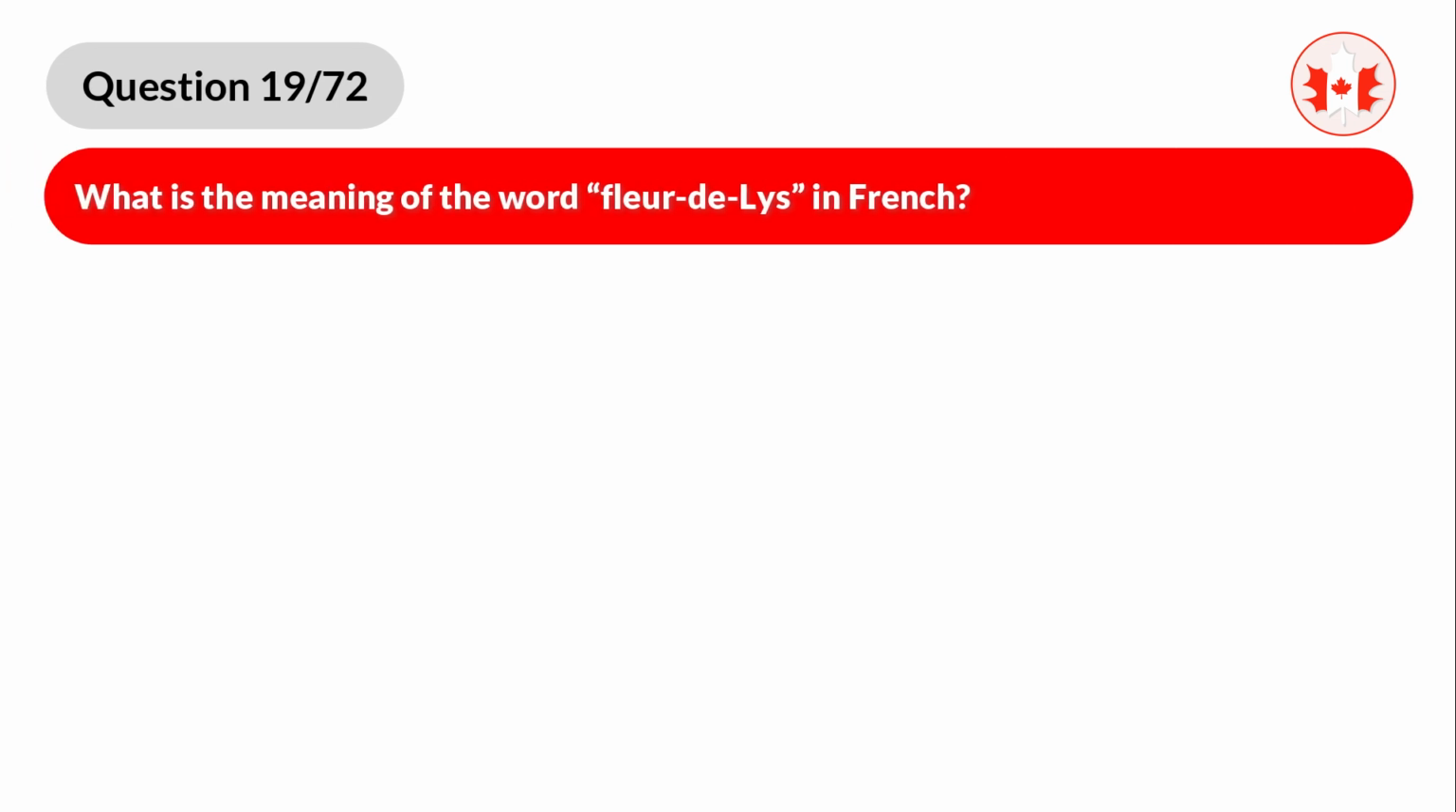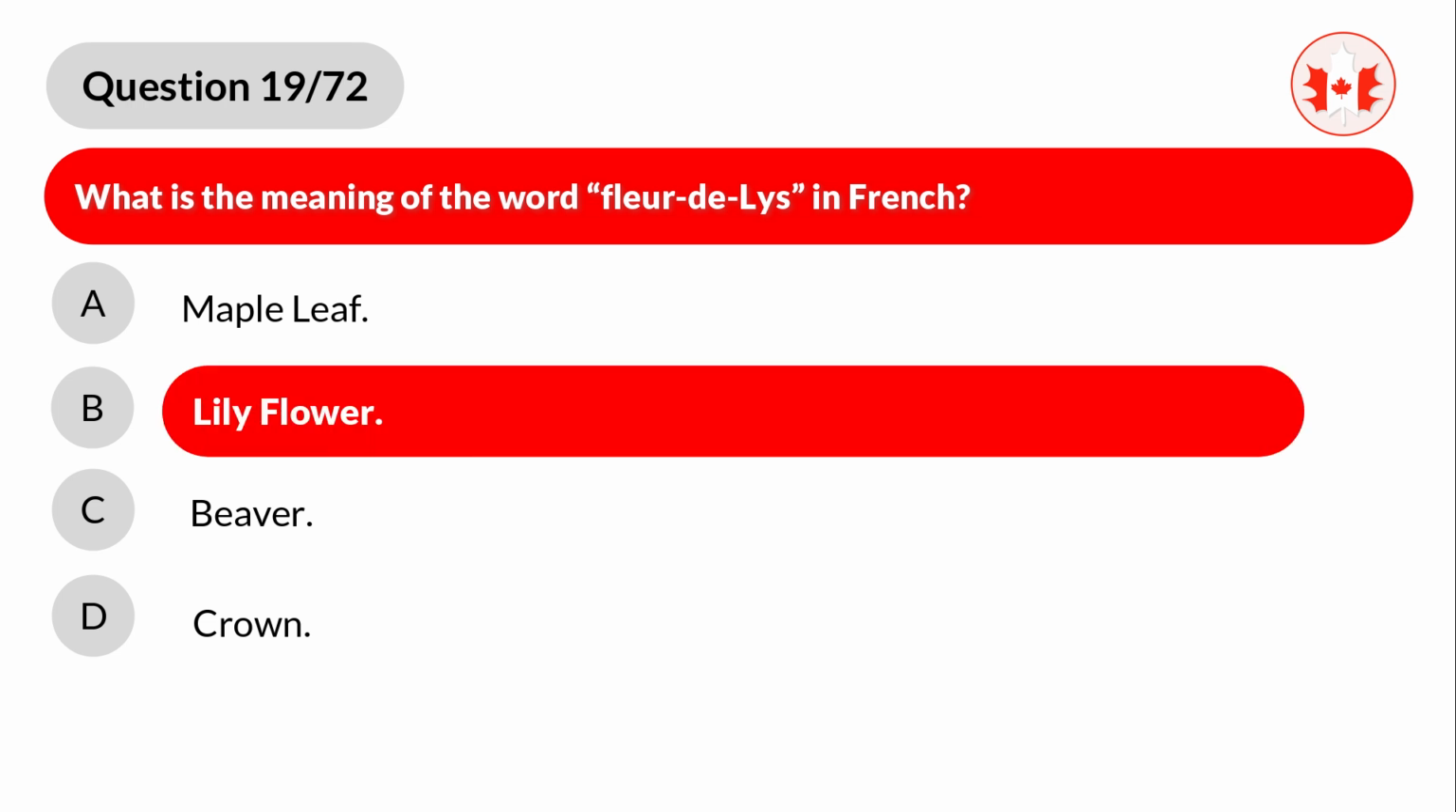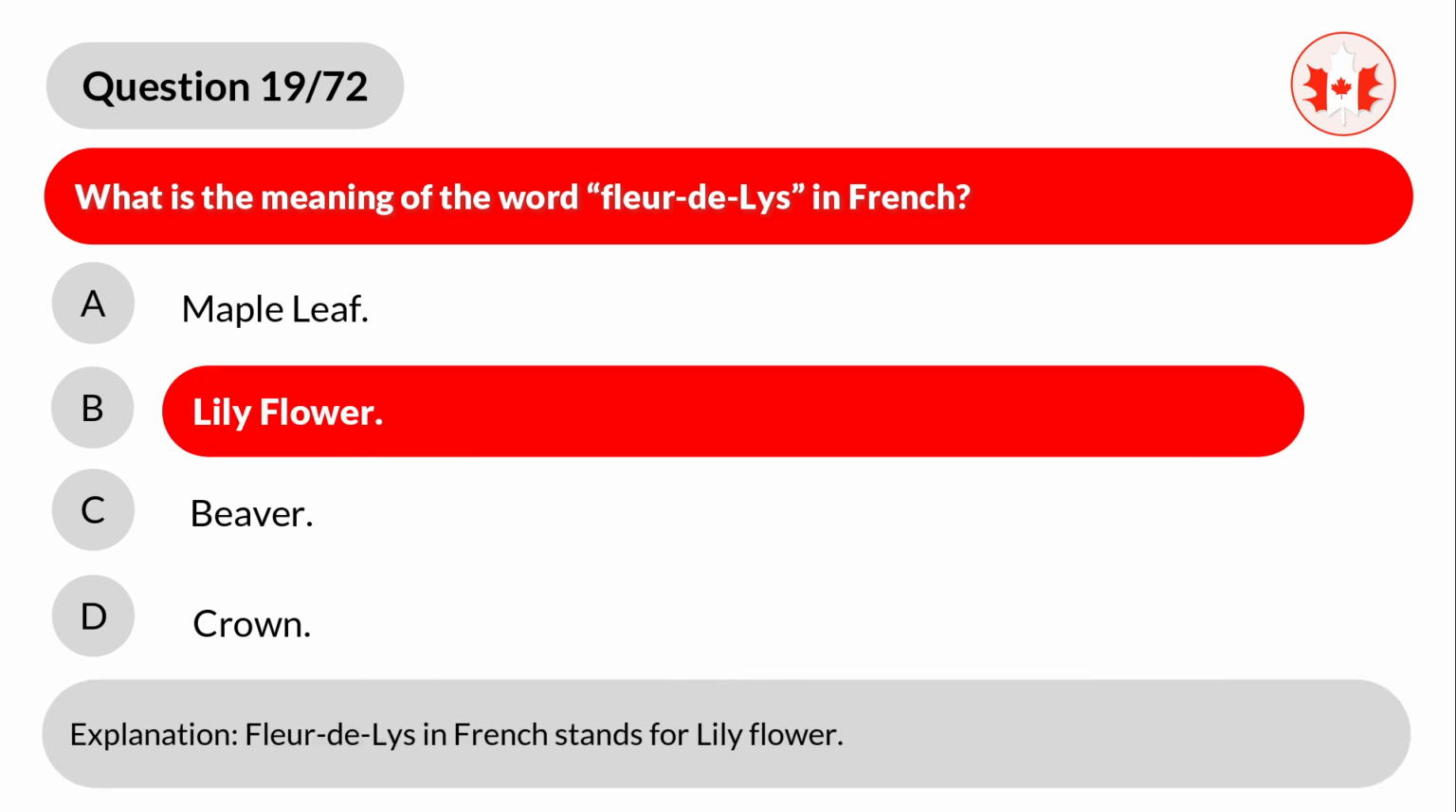Question 19. What is the meaning of the word fleur-de-lis in French? A. Maple leaf. B. Lily flower. C. Beaver. D. Crown. The correct answer is B. Lily flower. Explanation. Fleur-de-lis in French stands for lily flower.